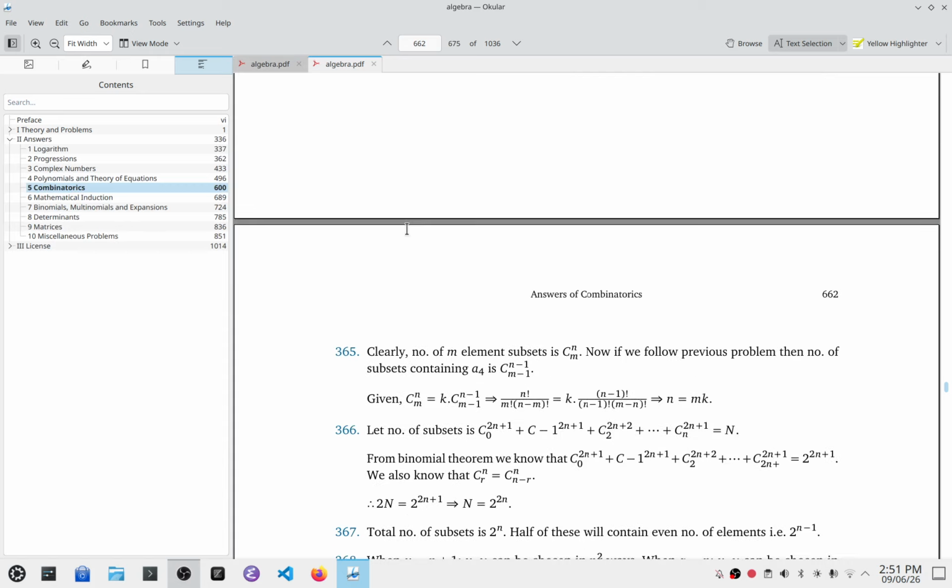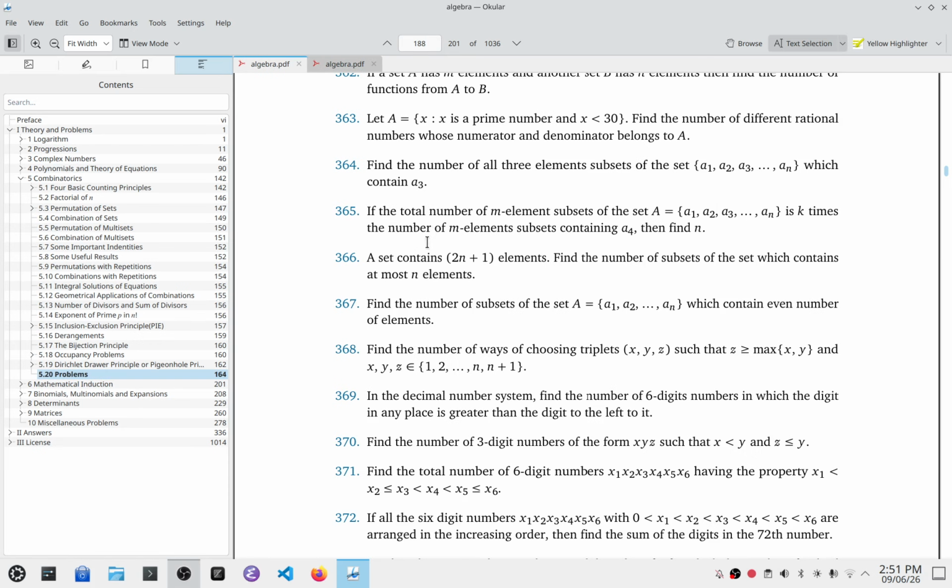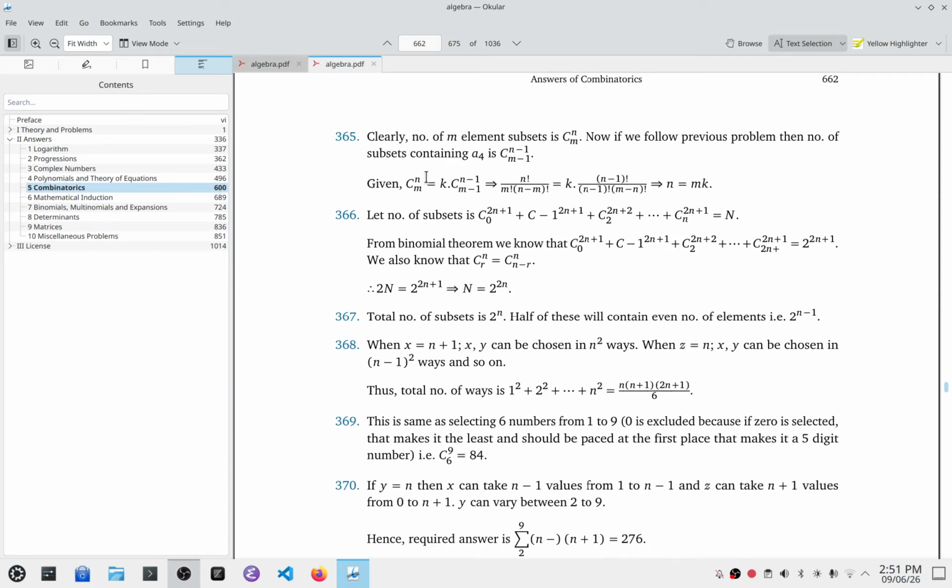365. So this was 364, right? Okay, this was 364. Okay, 365 says that if the total number of m element subsets of the set A1 through AN, this should be AN or this should be N, whatever, is k times the number of m element subsets containing A4, then find n. This is n, okay? This is guaranteed to be n, so it's a typing mistake.